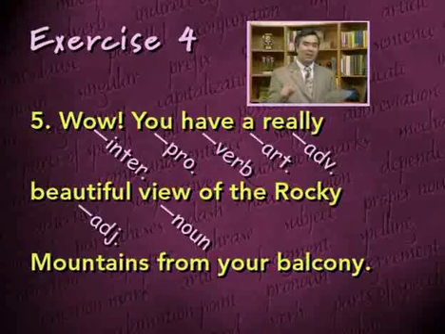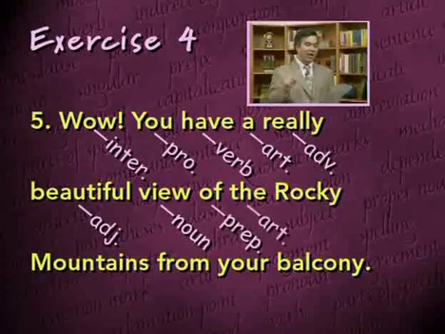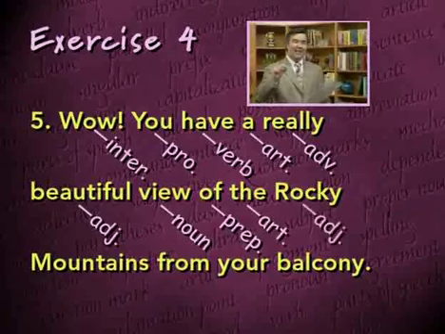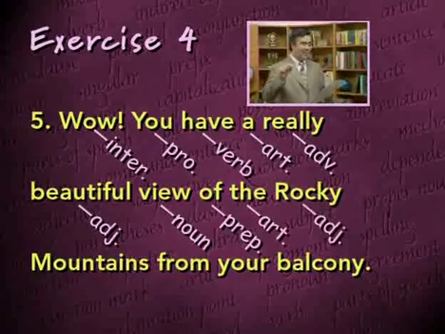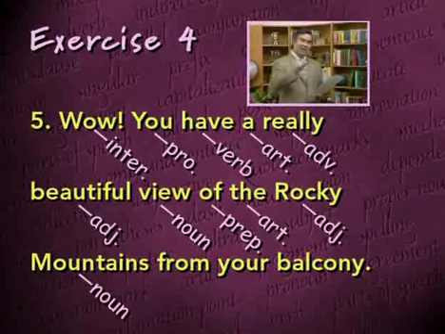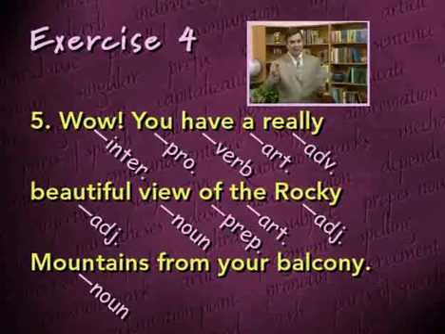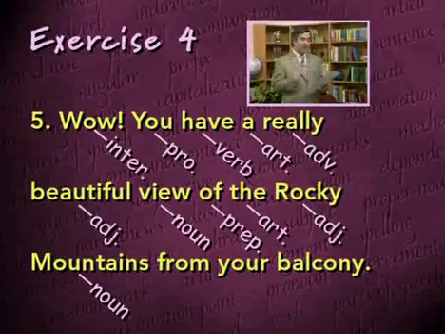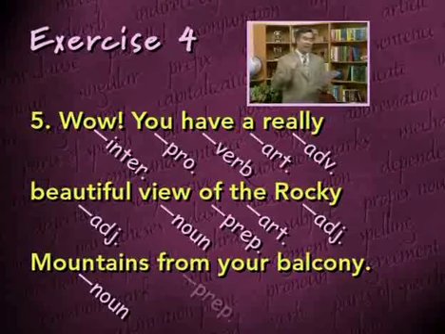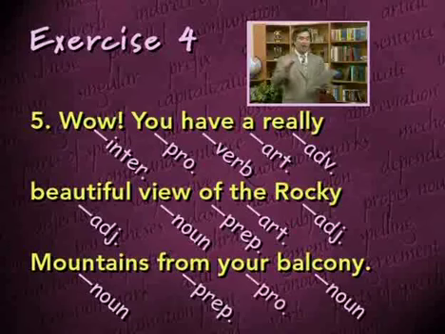Of the Rocky Mountains is a prepositional phrase. Of is the preposition. The is an article. Rocky is an adjective, and mountains is the noun, which Rocky modifies. So of the Rocky Mountains begins with the preposition, ends with the noun, prepositional phrase. And the sentence ends with one more prepositional phrase, from your balcony. From is the preposition, balcony is the noun, and in between we have the pronoun your.